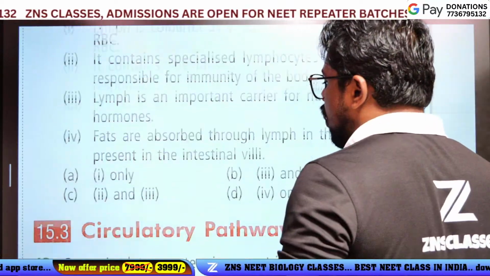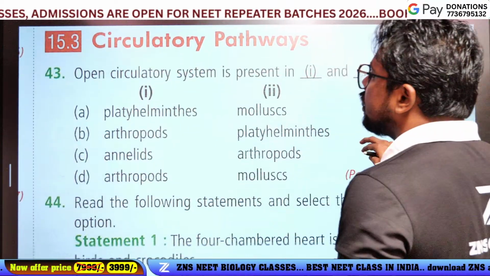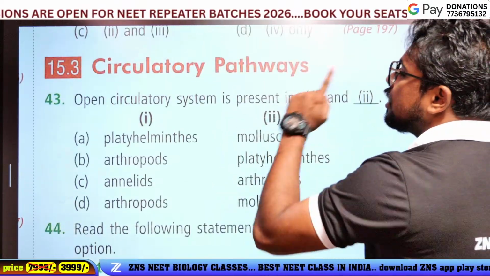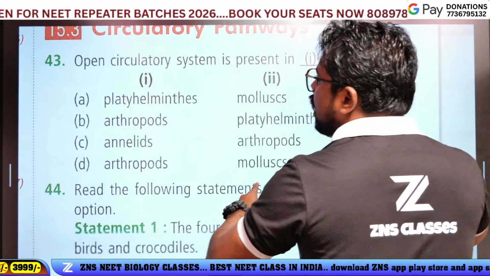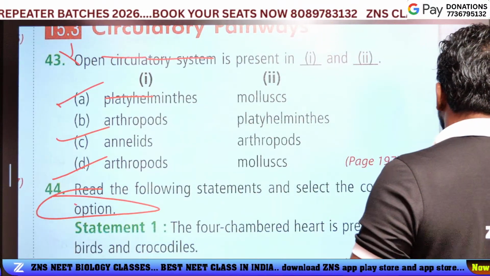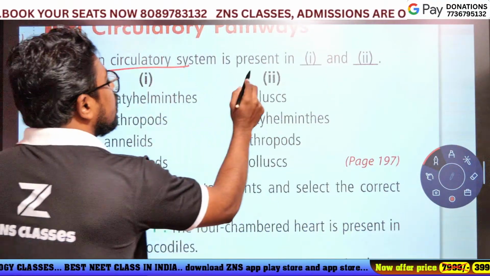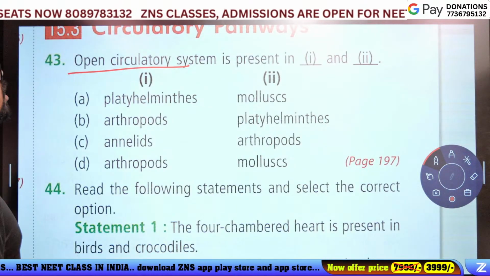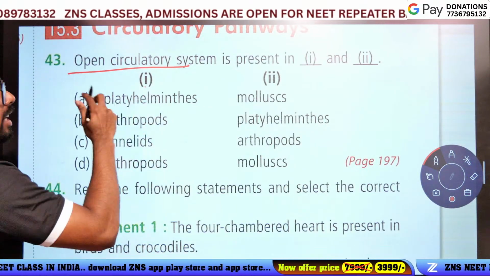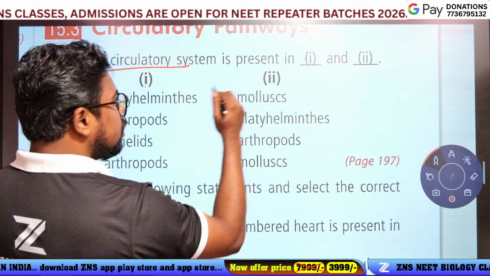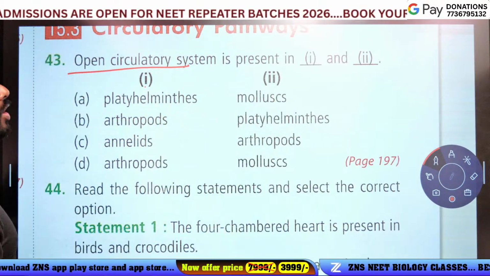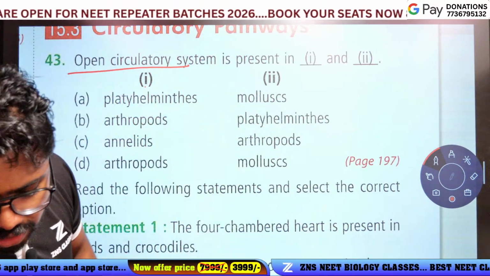Next question. The next topic of our NCERT is the circulatory pathway. Two types of circulation are given here: open circulation and closed circulation. The open circulatory system is present in some animals, and there are two types of open circulation, 1 and 2. Give me the answer.